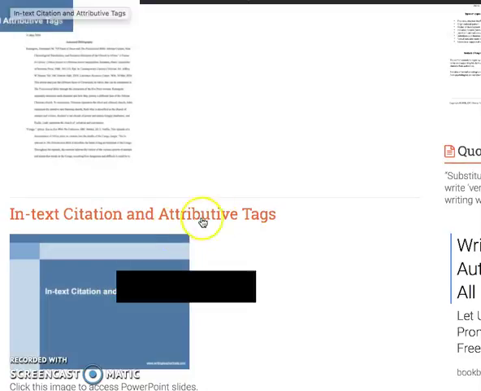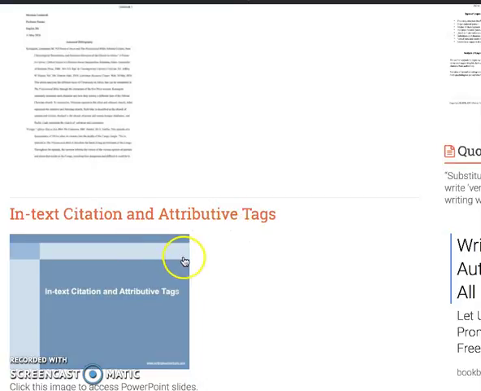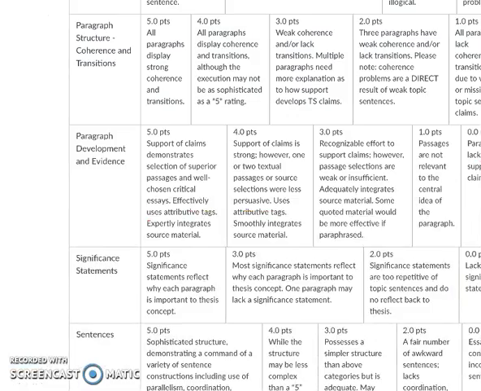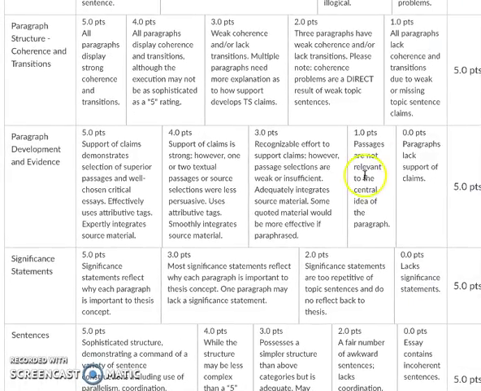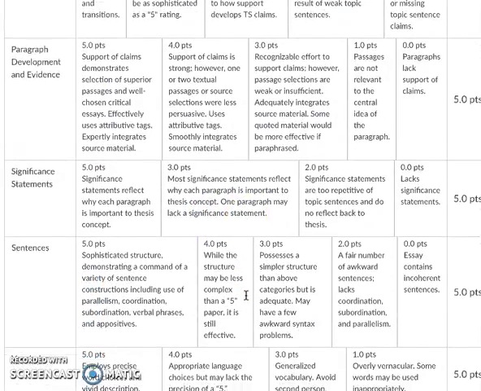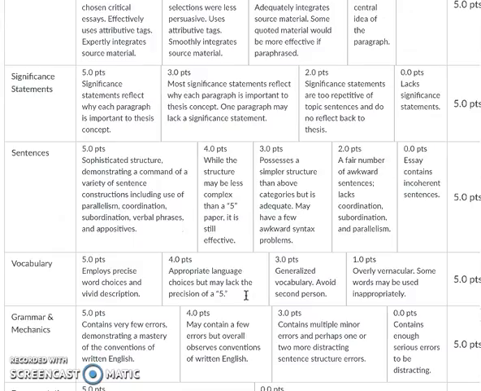Because if you tell your readers why your source is credible, you're therefore getting more credibility as well. So that is for our evidence. Significant statements, make sure that you don't just end your paragraph on support, or just end your paragraph on a smaller idea. You want to make sure you bring the topic sentence concept back to your thesis. So explain why that topic sentence concept was significant to your thesis. So that's what I'm looking for there with the significance.